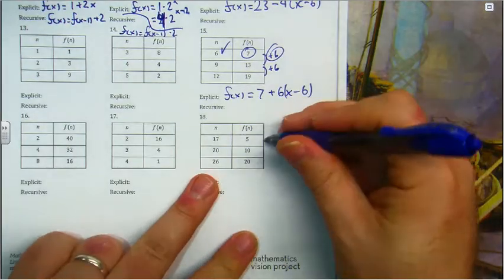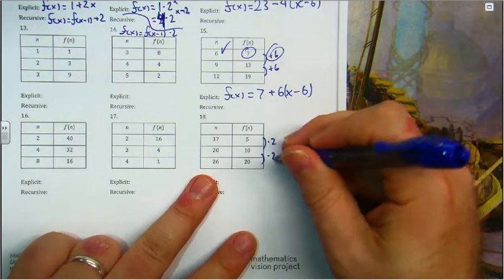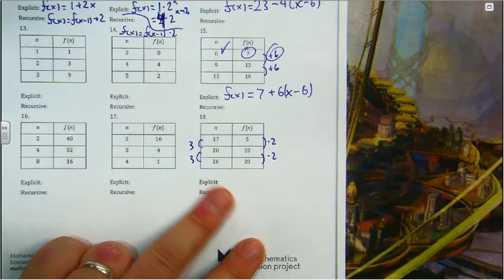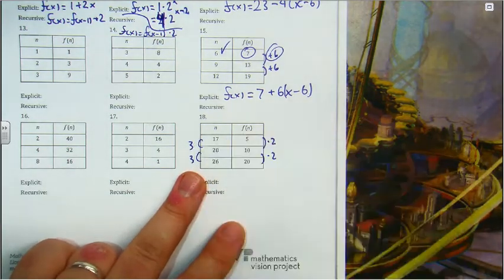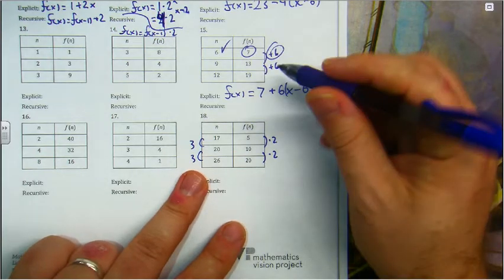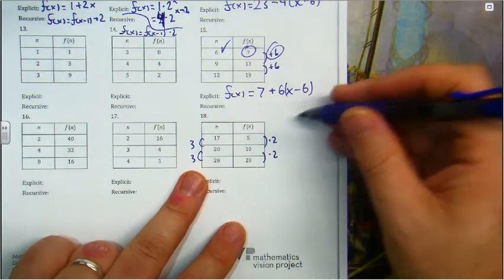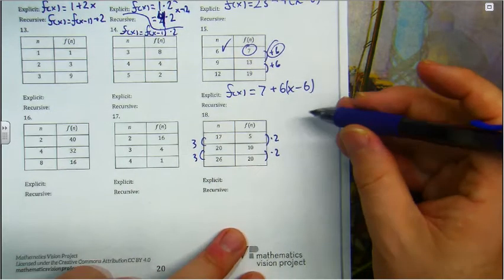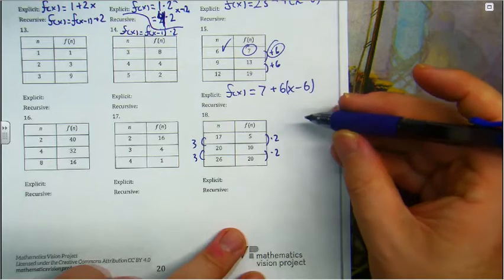Or let's look at this one here. This is cool too. Let's look at number 18. So I see that I'm timesing by 2, but I'm timesing by 2 for every 3 steps. So really, what I'm doing is I'm timesing by 2/3 at each step. 2/3, 2/3, 2/3. Whoa, that's wild.